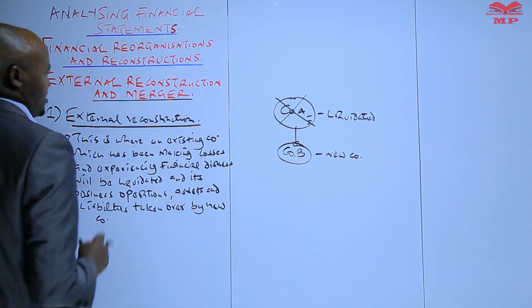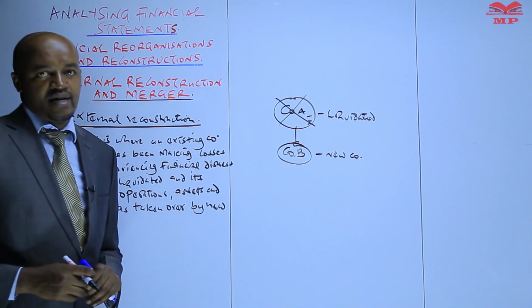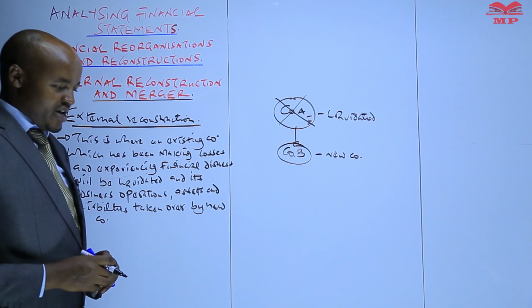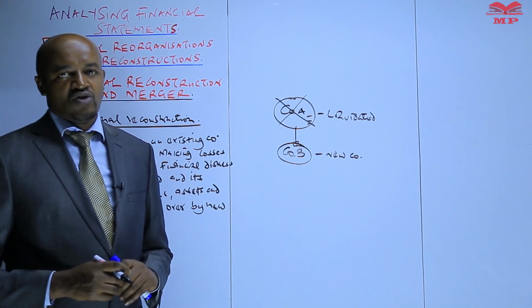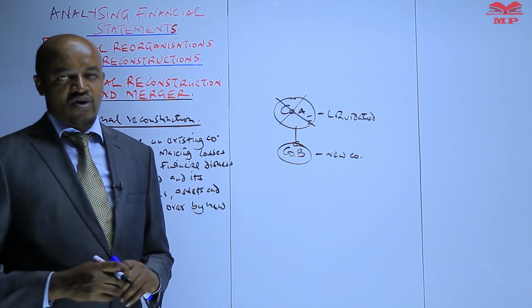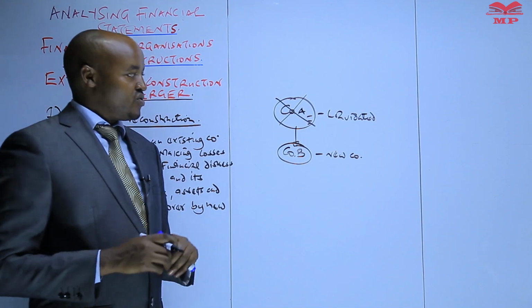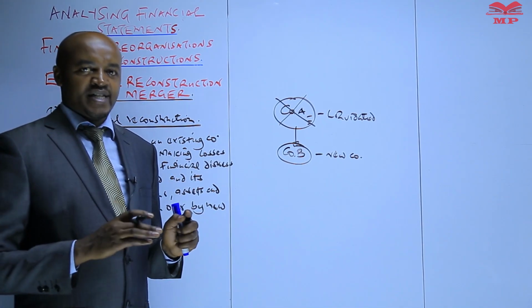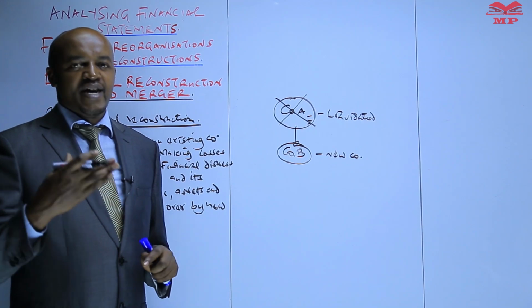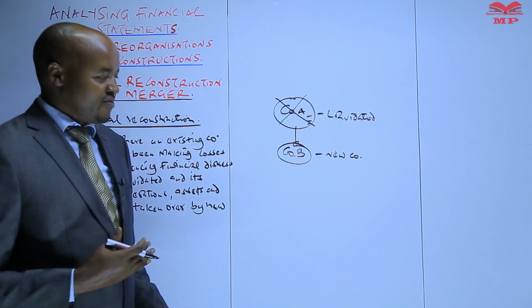What about merger? When we talk about merger, equally, we have two or more companies which have been making losses or experiencing financial distress for a number of years. Those companies will be liquidated, and basically their operation, assets and liabilities taken over by a new company which will be formed for that purpose.